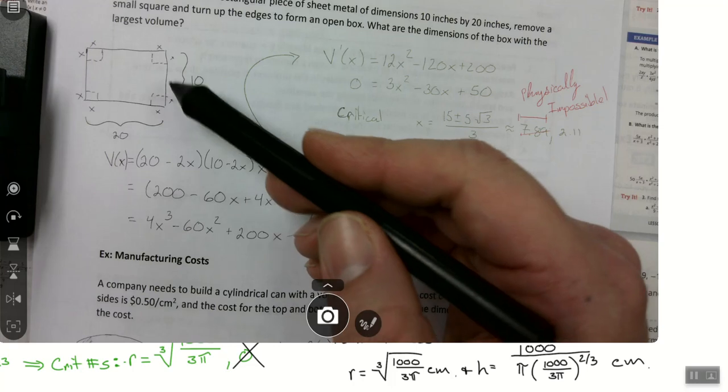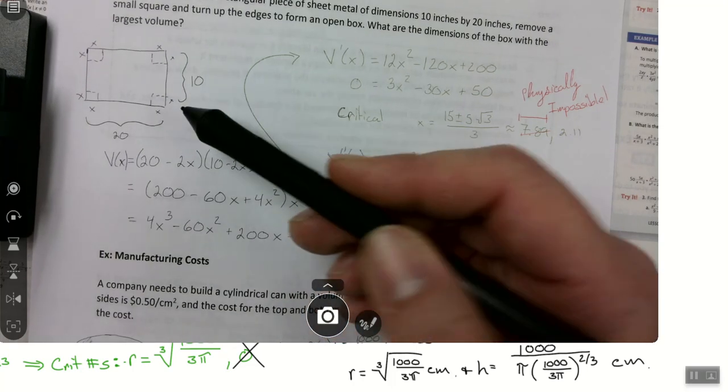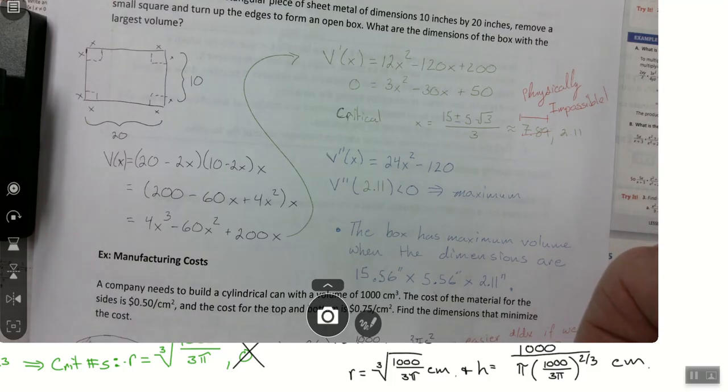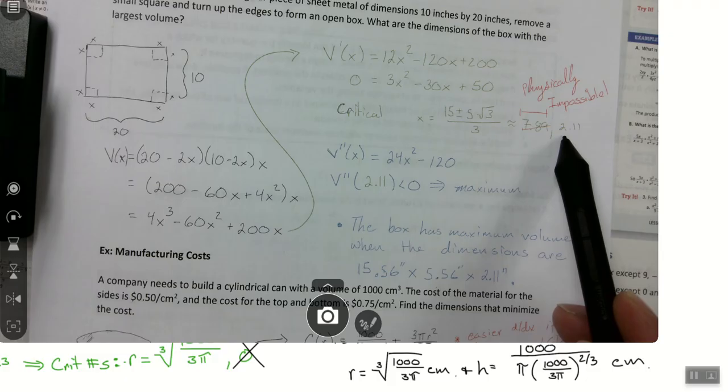Yeah, if you try to cut a 7 and 7 off of a length of 10, you need a 14-inch length. Like, it just doesn't work. You cannot make that happen. So it means my only critical number that matters is 2.11.